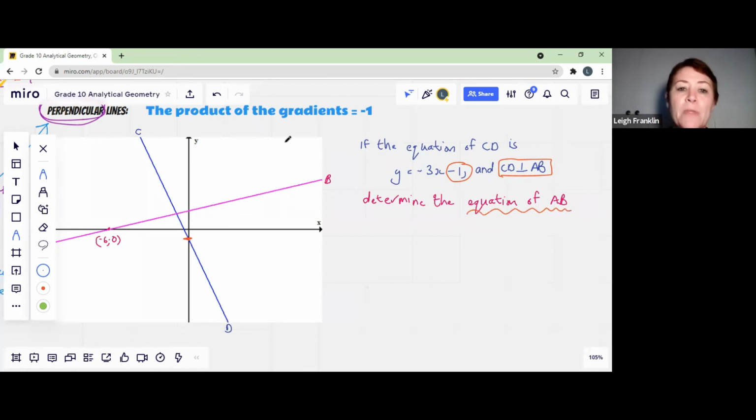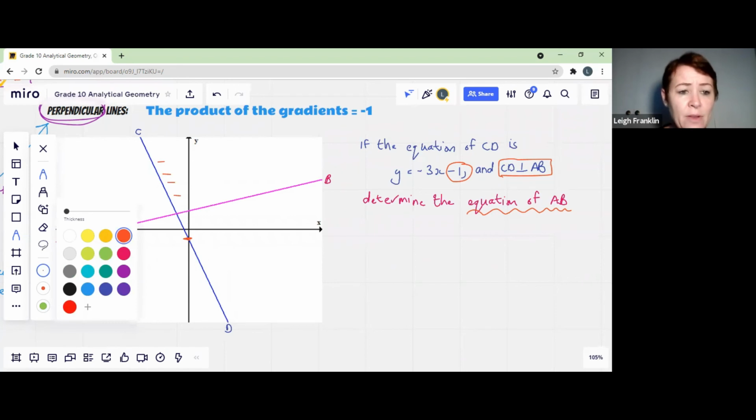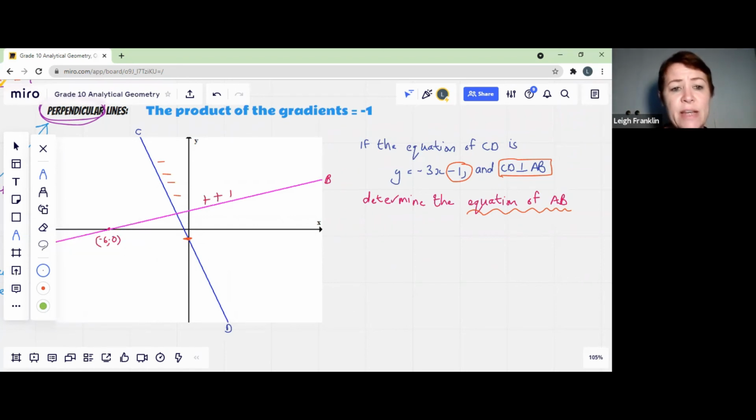All right, so now the difference is this, and this is the tricky bit. When lines are perpendicular, their gradients are not the same. Can you see that their gradients cannot be the same? Line CD has a negative gradient. Line AB slopes up to the right, so it has a positive gradient. Wherever we would measure it, here the gradient is negative. On the pink line, the gradient is positive. It's an increasing line. So we can see that the sign has changed.